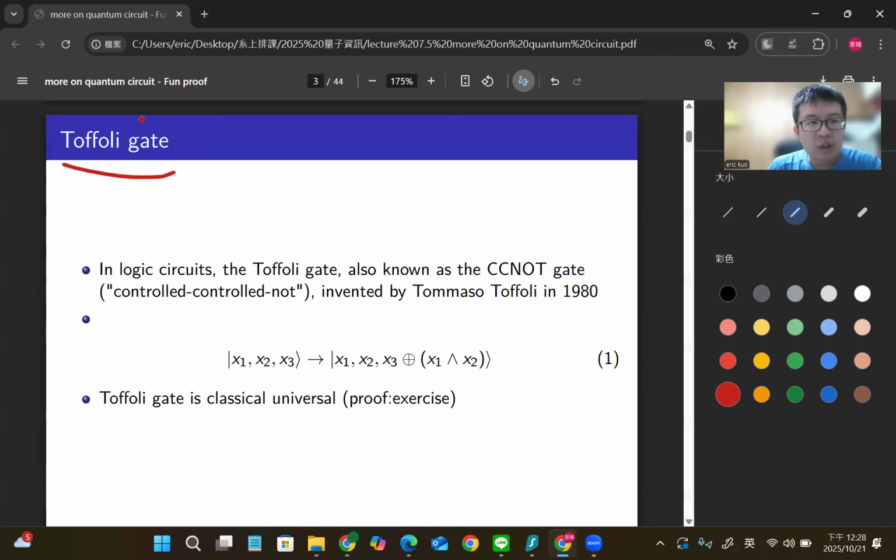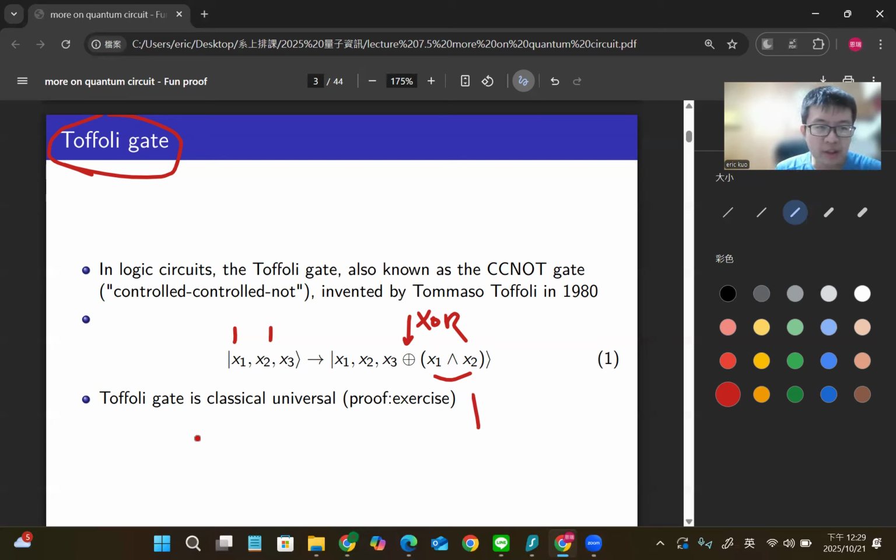Okay. So recall the so-called Toffoli gate, which is also called controlled-controlled-NOT. Basically it means that if the first two bits are one, then flip the third qubit. So mathematically, you write x1, x2, x3 goes to x1, x2, and x3 exclusive or x1 and x2. So that means that if x1 and x2 are 1, then you will add 1. So basically, it will flip.